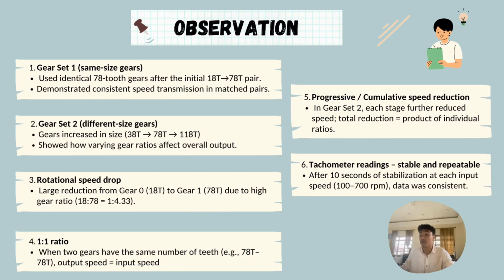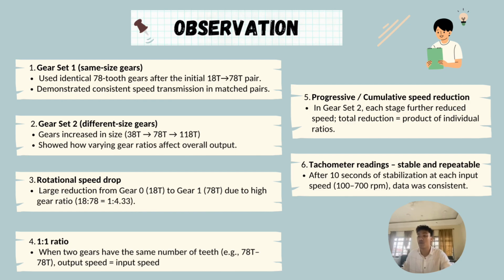So now we move to the observation. So first is gear set 1, same size gear. Use identical 78 tooth gear after the initial 18 tooth until 78 tooth pair. So demonstrate consistent speed transmission in match pair. So second is gear set 2, which is different size gear. Gear increase in size 38 tooth until 78 tooth until 118 tooth. So show how varying gear ratio affect overall output.